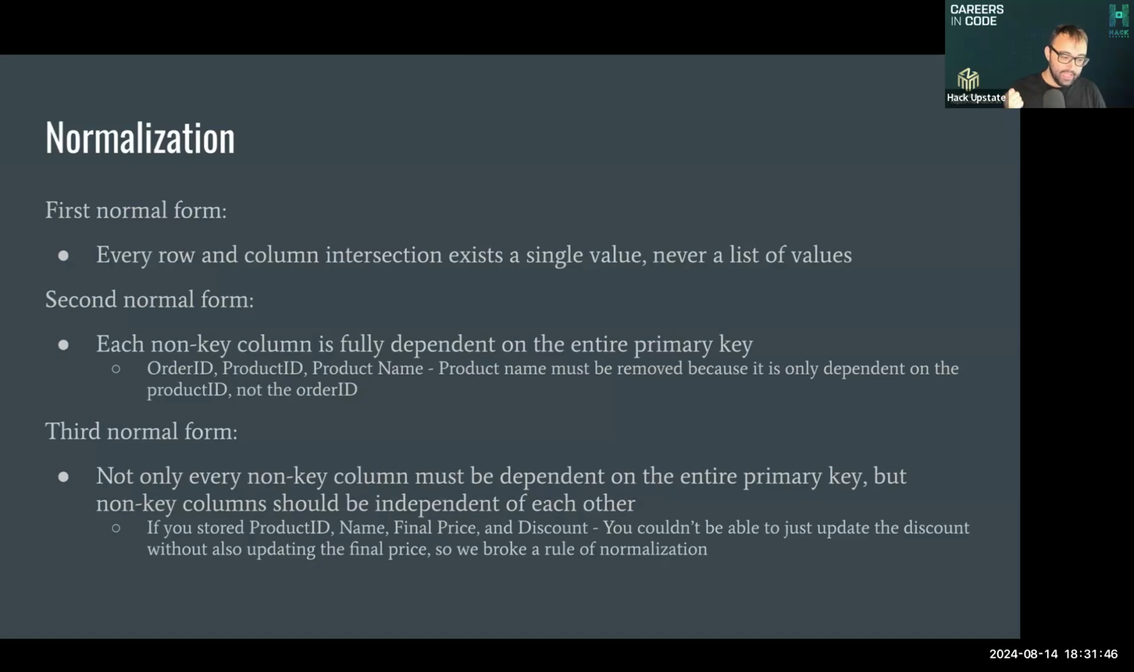Second, each non-key column is fully dependent on the primary key. What does that mean? Order ID, product name. Product name must be removed because it is only dependent on the product ID, not the order ID. So if we are making a key, and this is very, very rare, this is why we just rely on the database to generate a number for us.